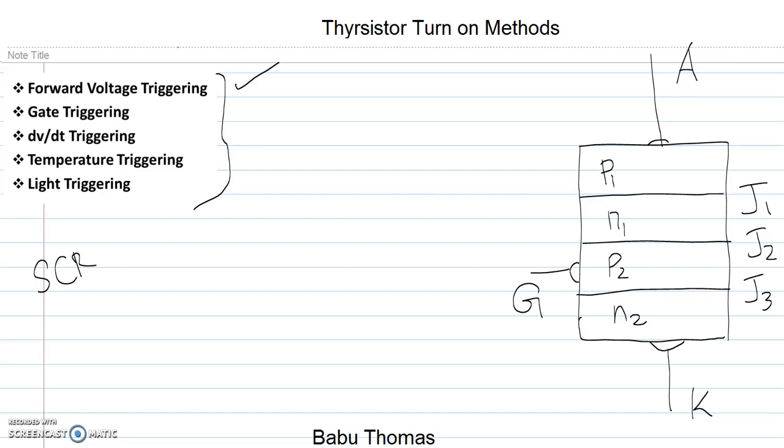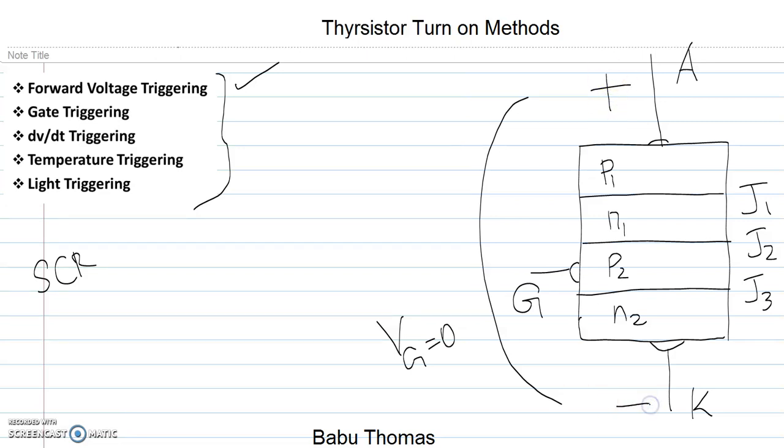So it is again repeating it. Again, it is very simple. As you can see here, you have your thyristor block schematic mentioned over here. You can see over here there are three junctions: J1, J2, and J3. In the case of forward voltage triggering, the gate voltage is 0. That means you are not applying any gate supply. And what you're trying to do is give a positive voltage across the anode and a negative voltage across the cathode.